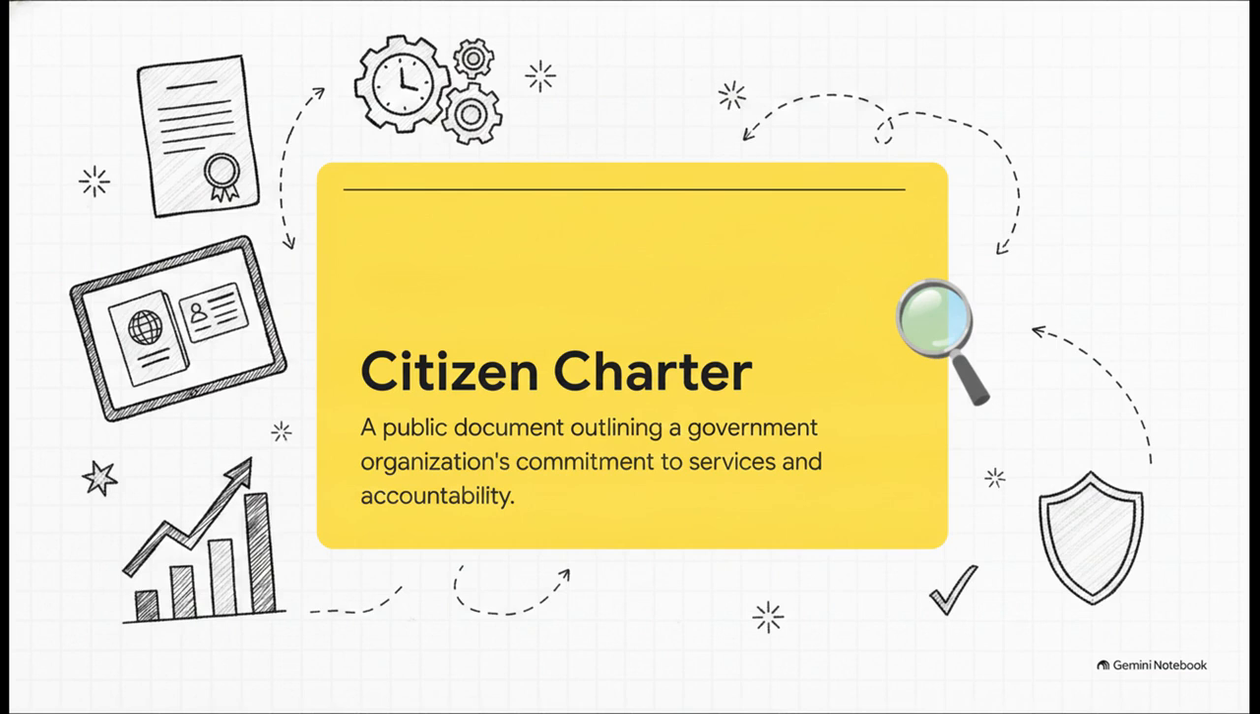Central to modern governance is accountability. Take the Citizen Charter, for example. It's a public document that clearly outlines an organization's commitment to its services and its direct responsibility to the citizen. Tools like this, combined with e-governance, where citizens can just go online to apply for passports or licenses, literally force the government bureaucracy to be transparent, fast, and accountable to the public.